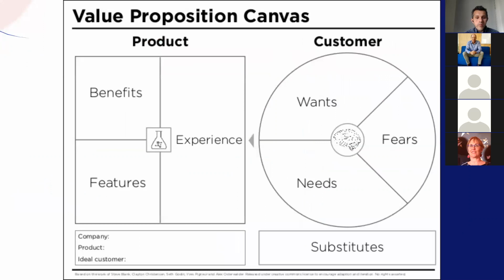What this basically says, it might look a little bit complicated, and it can be depending on what level you use it at, but basically it is: what is the problem and what is your product or your initiative going to do to fix it? That's it in its simplest form. Your customer has wants, fears and needs, and you've got benefits, features and experience that counteract what they're feeling or the future state that you want to get to.